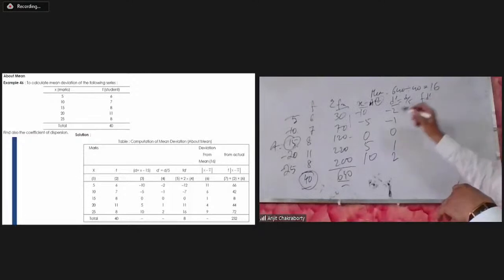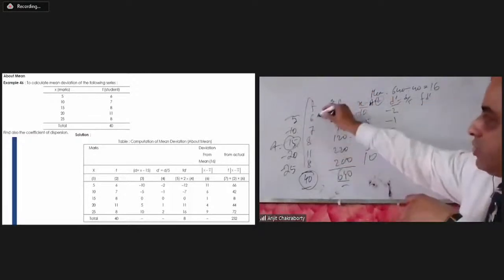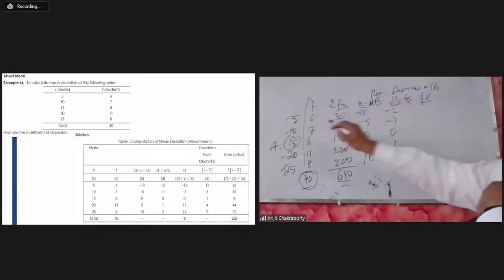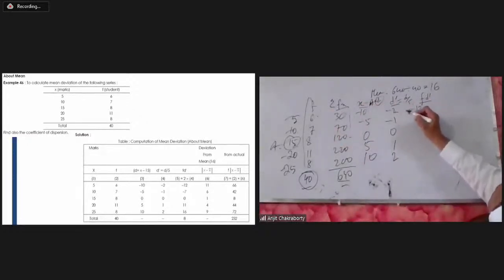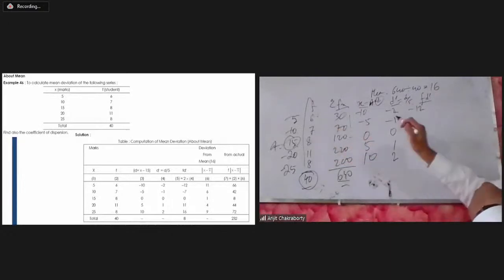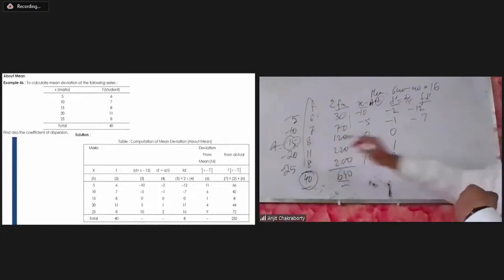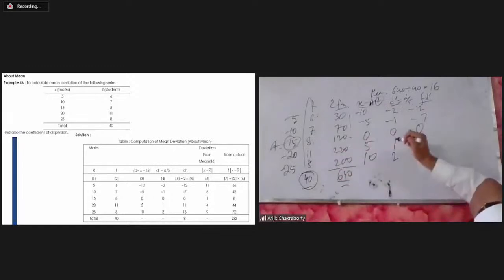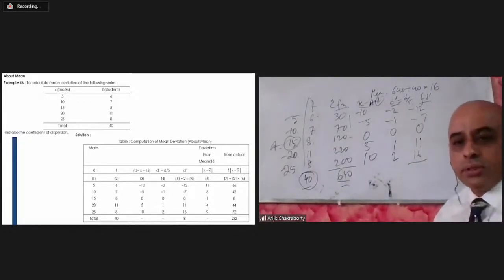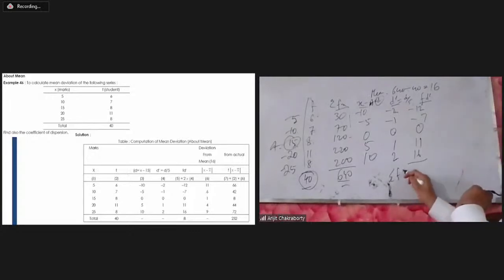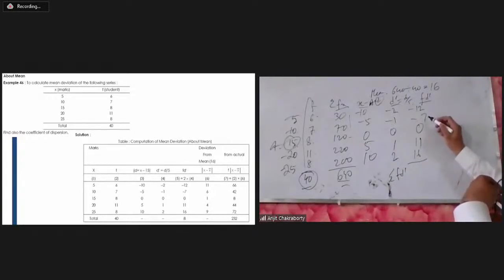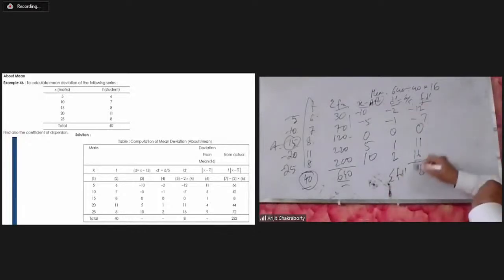Now we will find f d dash, that is the frequency into the deviation d dash. 6 into minus 2 is minus 12. 7 into minus 1 is minus 7. 8 into 0 is 0. 11 into 1 is 11. 8 into 2 is 16. So now we find sigma f d dash. That is minus 12 and minus 7 is minus 19, plus 27. So it comes to 8.